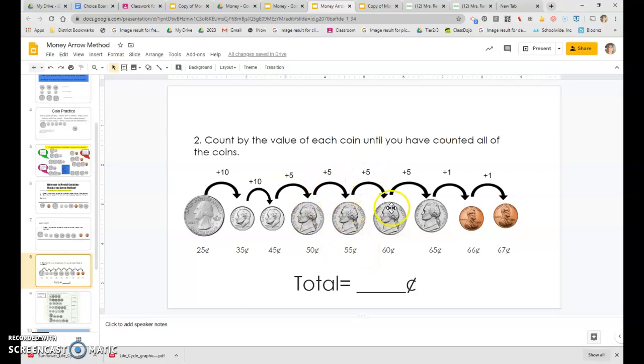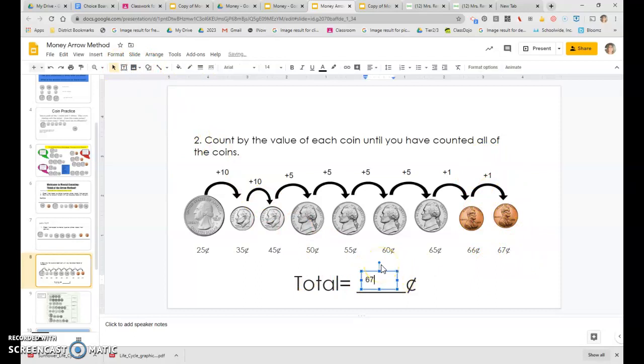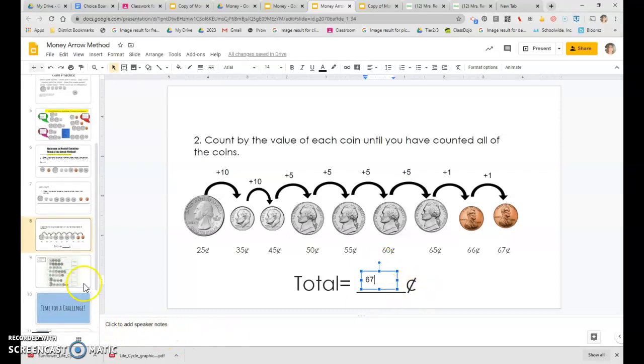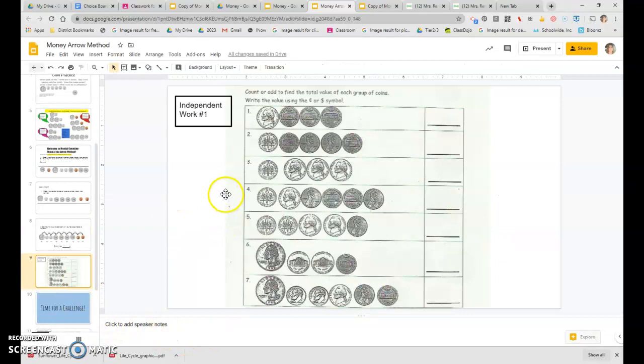55 plus 5 more cents is 60 cents. Another value goes at the bottom. 60 plus 5 cents is 65 cents. Value at the bottom. Now I'm changing to my penny. So 65 plus 1 more is 66 cents. 66 cents plus 1 more is 67 cents. So my total I would actually put at the bottom here would be 67, and I have my cents already there. Okay?